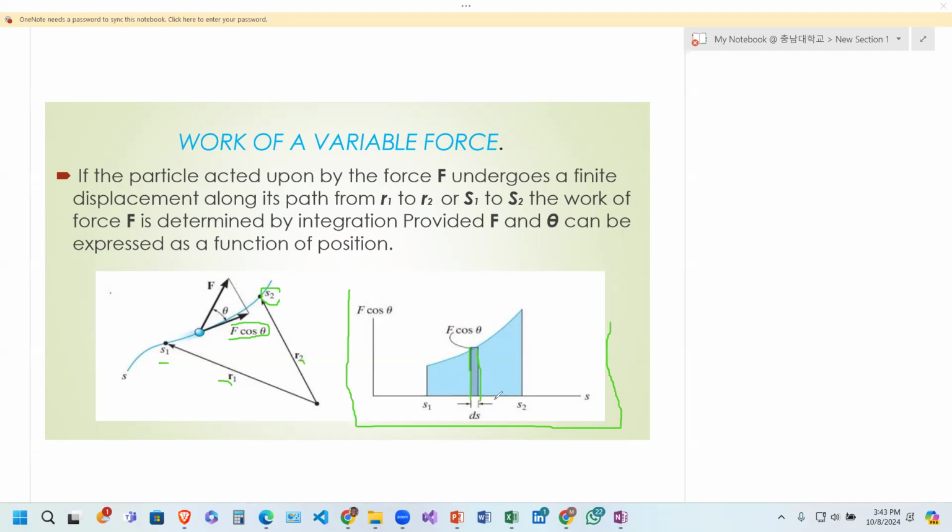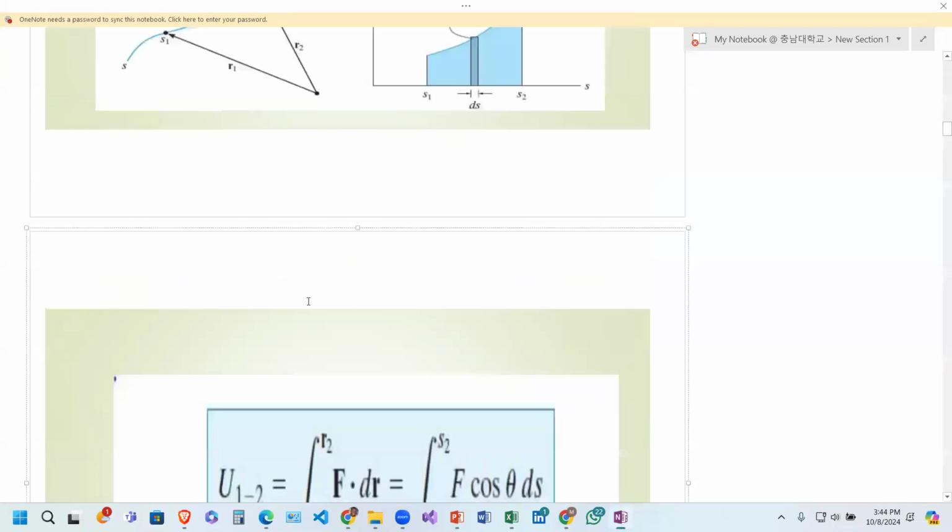Which describes a small displacement, ds, and this is the force that is causing the displacement, which is F cos theta. And it's moving from S1, from this point, to S2. Then we need to find the expression of our varying force.